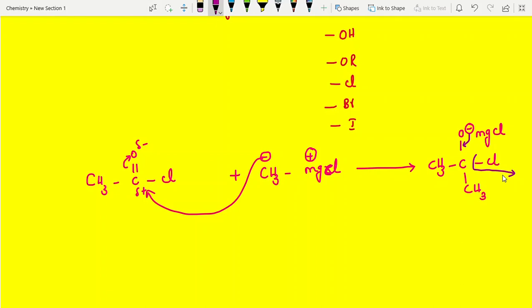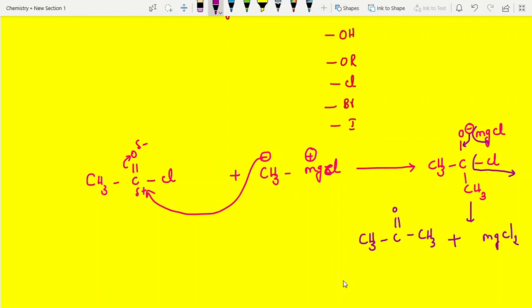That's it. Look into the note point I gave once again: if good leaving groups are there, reversal of charge is possible. Yes, chlorine is a good leaving group. That's why reversal of charge is possible. These two will go. What are the byproducts? MgCl2, right? So now the main product is CH3, C double bond O, CH3. This is your main product.